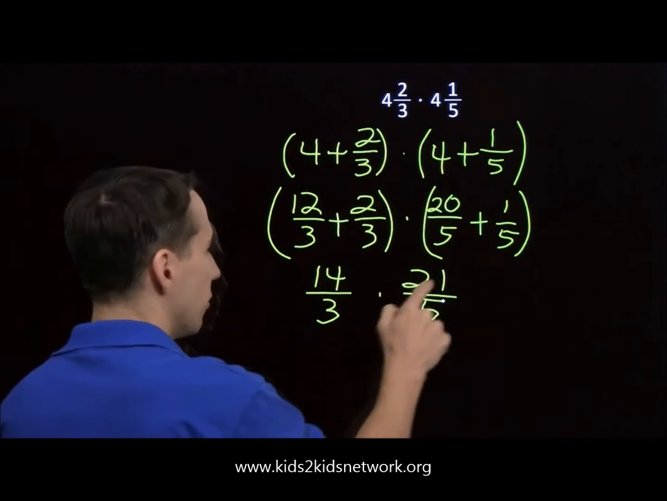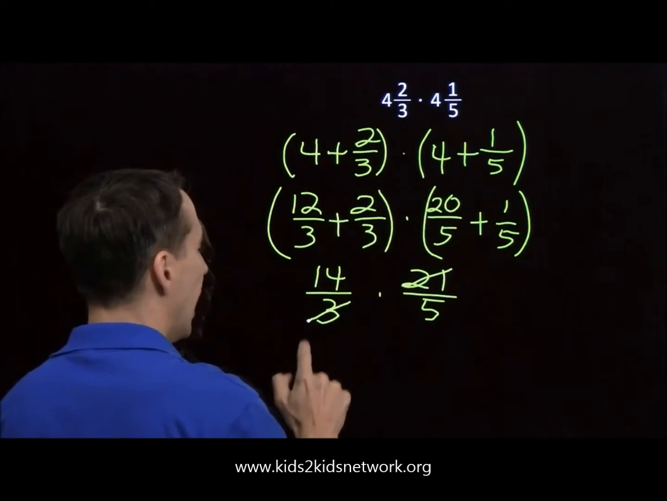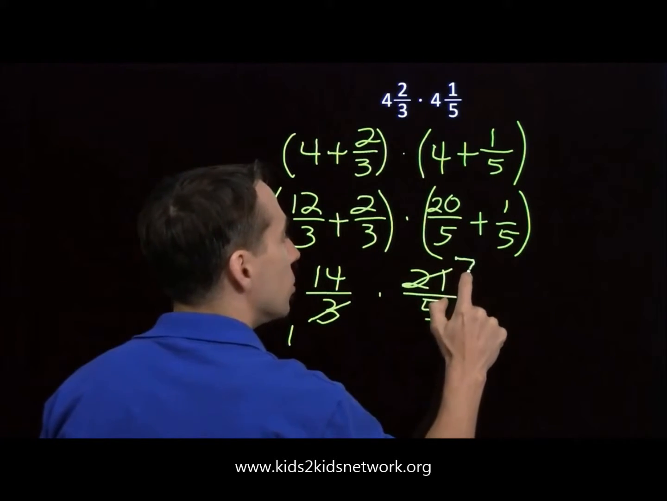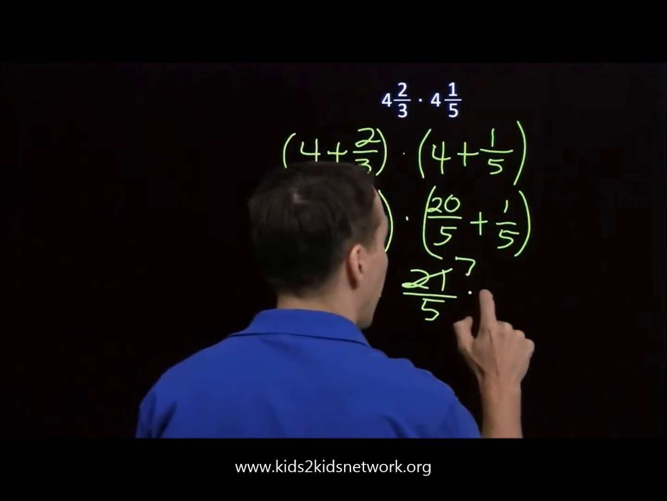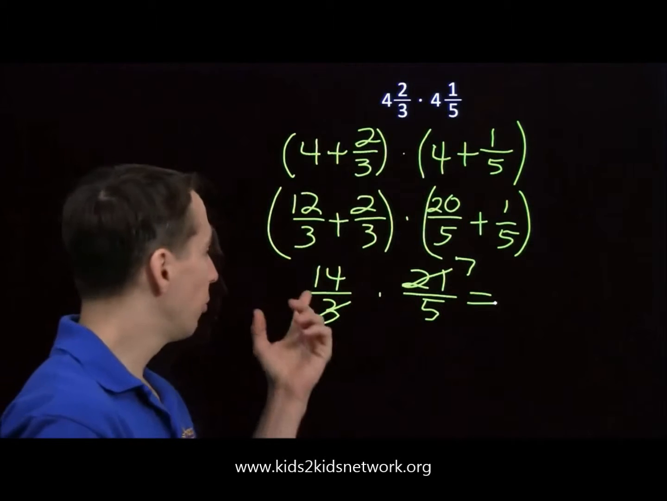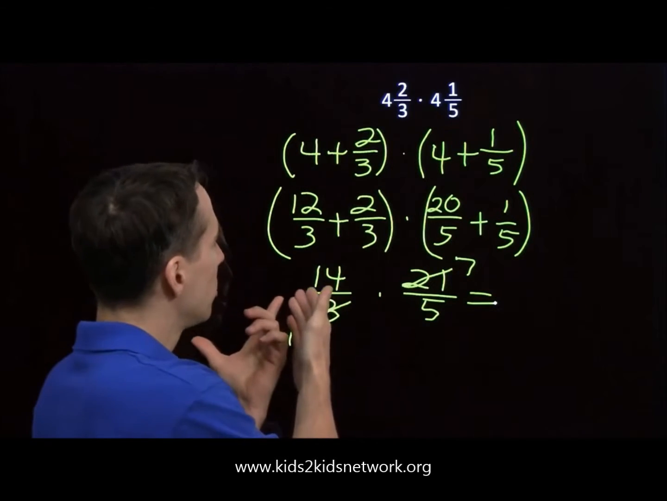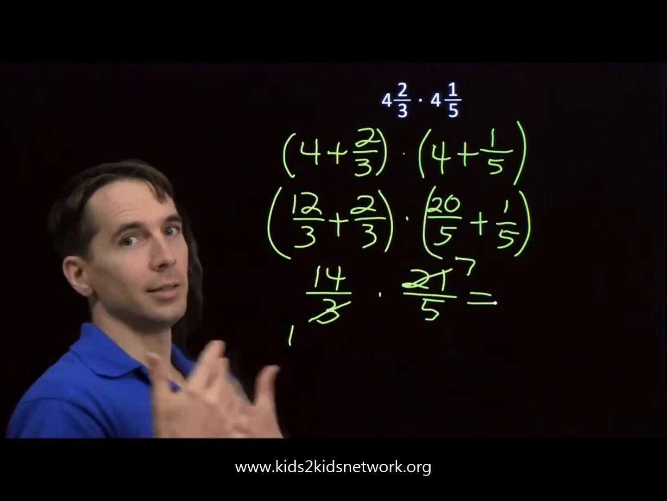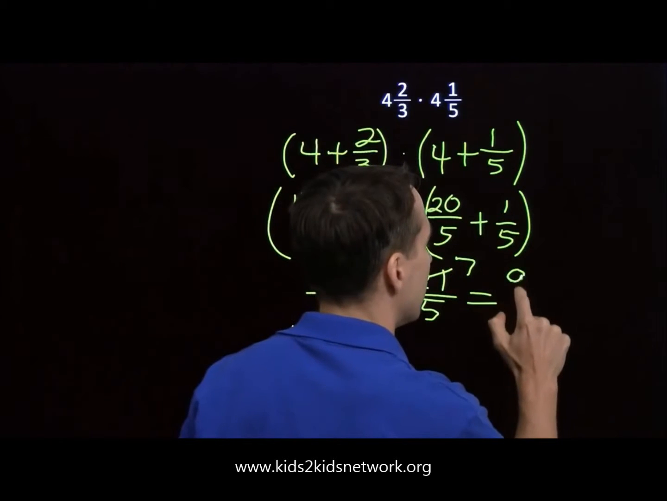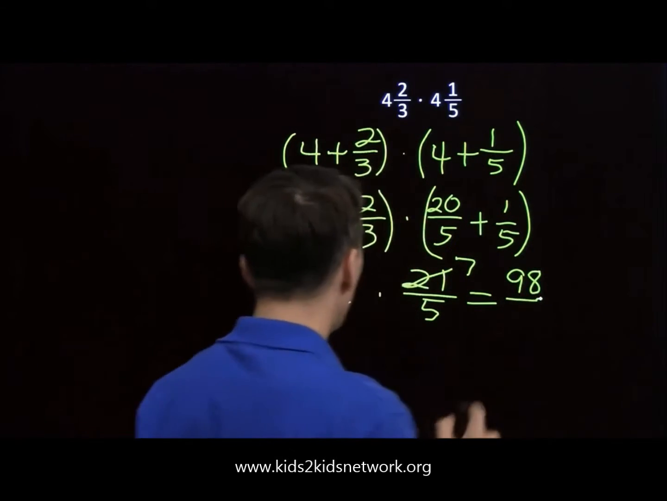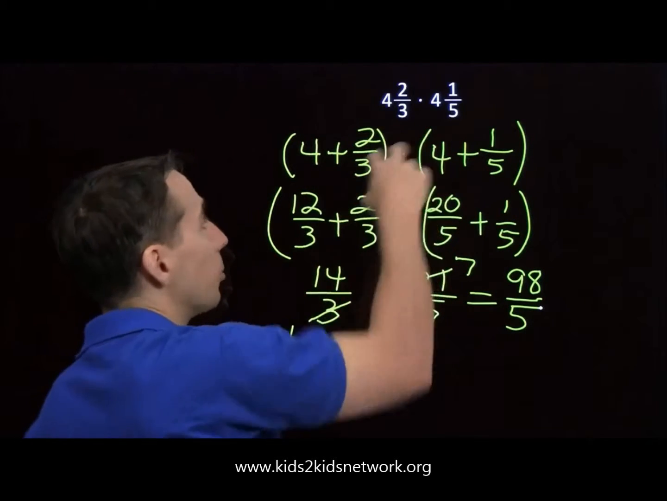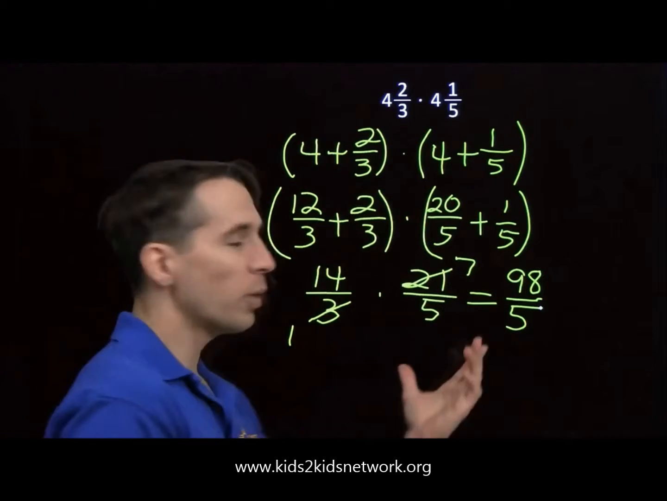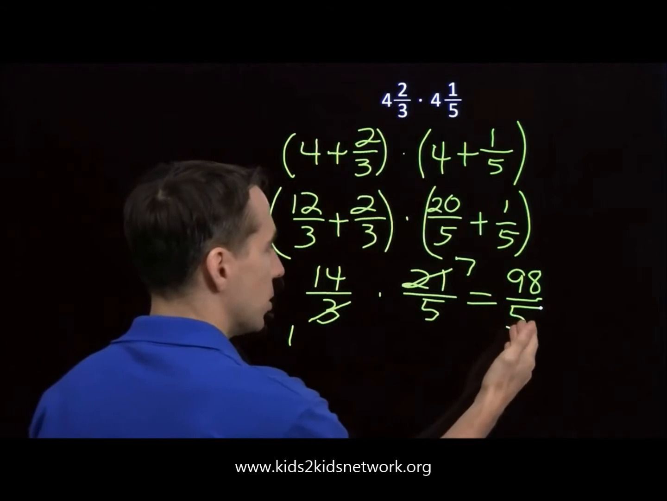We can do a little cancellation first. We see the 21 and the 3 have a common factor of 3. Do a little canceling there. So now we have 14 times 7 over 1 times 5. 14 times 7, well, 14 is 2 times 7. So 7 times 7 is 49. Double that, we get 98. And on the bottom we have 1 times 5. That gives us 5. Now the problem's in mixed numbers, so we're going to write our final answer as a mixed number too.